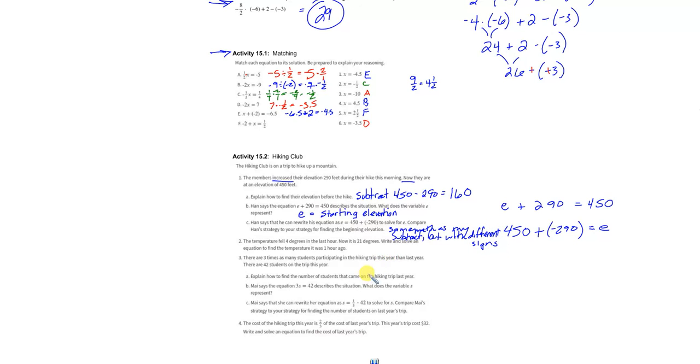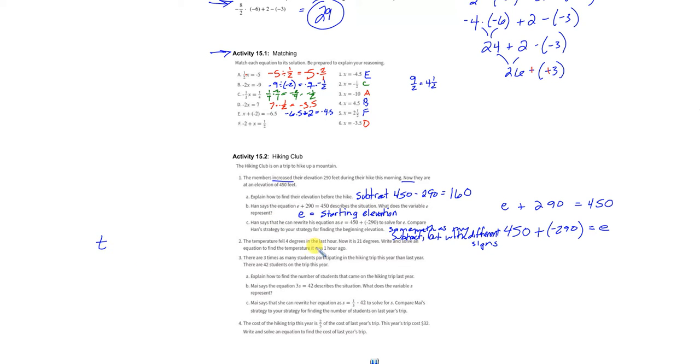Number 2, the temperature fell 4 degrees in the last hour. Now it is 21 degrees. Write and solve an equation. So they want us to treat this like Han did in the last problem. Write an equation for this story. Okay? So we don't know where the temperature was at the beginning. We can call that T.